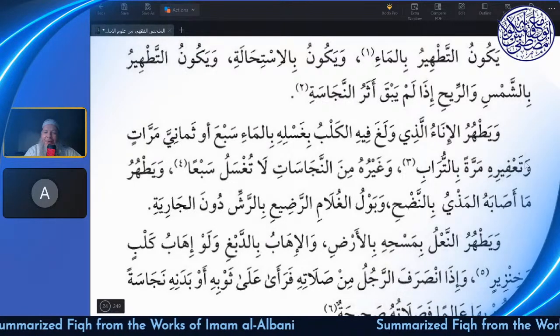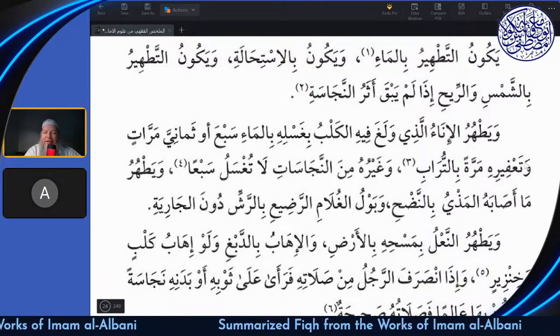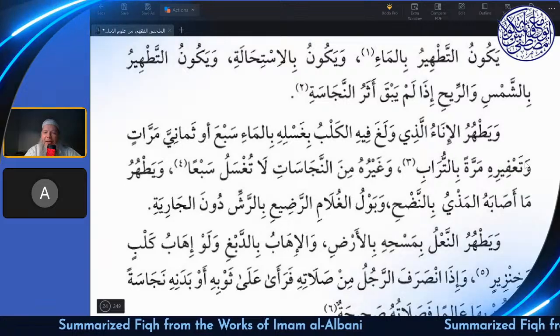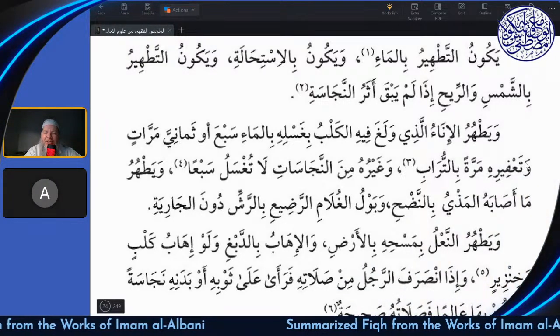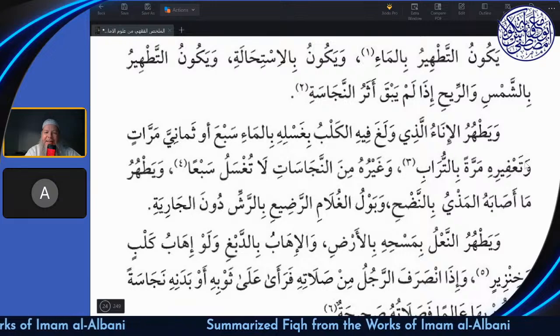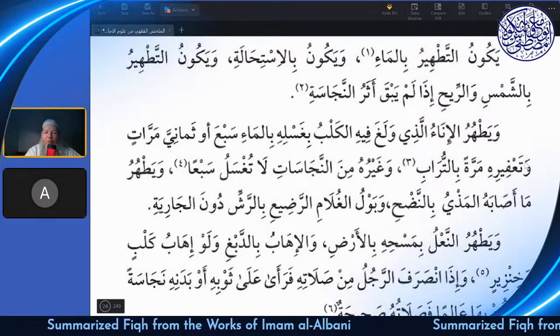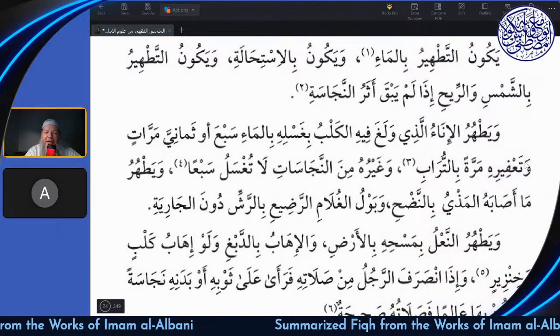ويطهر الإناء الذي ولغ فيه الكلب. That the vessel that the dog licked, ولغ فيه, he licked it. يطهر, that vessel becomes clean. بغسله بالماء, becomes clean with washing it with water 7 أو 8 مرات, 7 or 8 times.